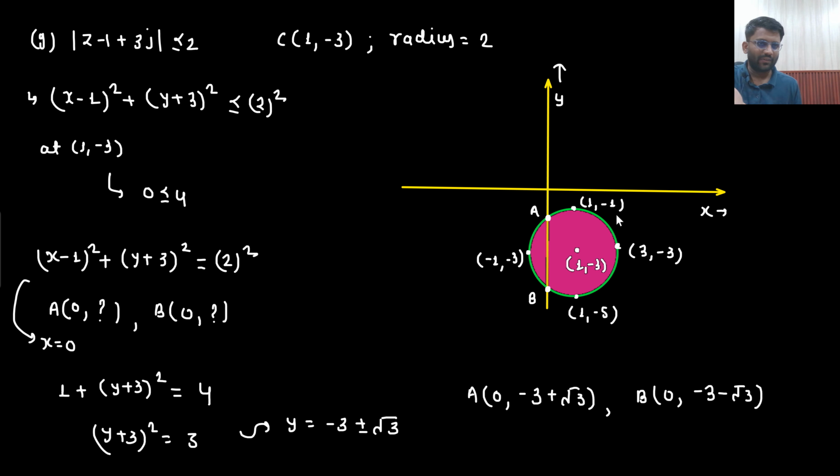On x-axis they are not even cutting, right? If they were cutting on x-axis, what you would have done? You would have put y equals to 0, and you would get these 2 points. Now we have got 2 points where they are cutting on y-axis. So at minus 3 plus under root 3 and minus 3 minus under root 3. These are the points. Understandable?